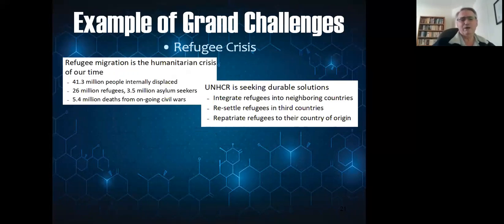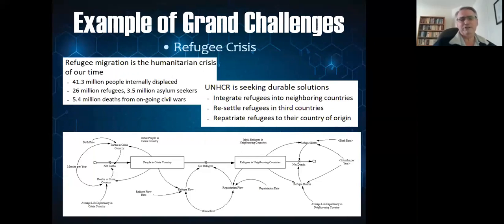So I built a model of the movement of refugees from the crisis country into refugee camps in neighboring countries, and the possible movement back to the crisis country once ceasefires are put in place and safe havens are created and protected by peacekeepers to ensure that the lives of the refugees are no longer at risk if they return to their country of origin.